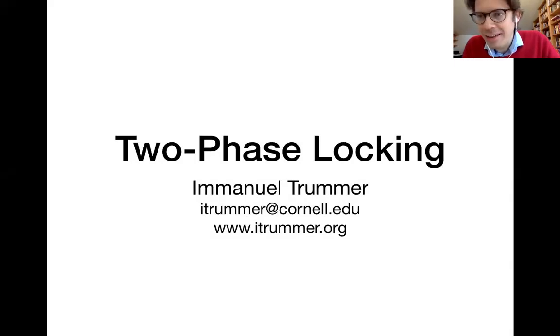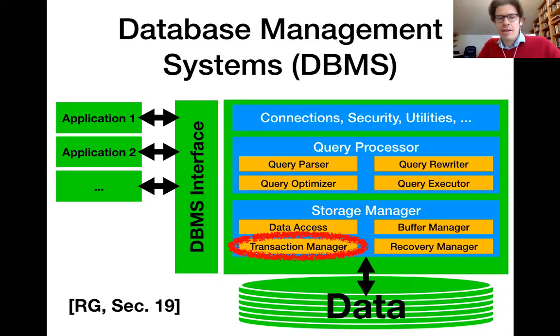All right, let's get started. So today we are still going to talk about isolation and concurrency control, and we are going to see a specific algorithm in order to do concurrency control. That algorithm is called two-phase locking. We are still discussing the transaction manager in the database system, and the relevant chapter for what we discuss here is chapter 19 in the Ramakrishnan and Gehrke book.